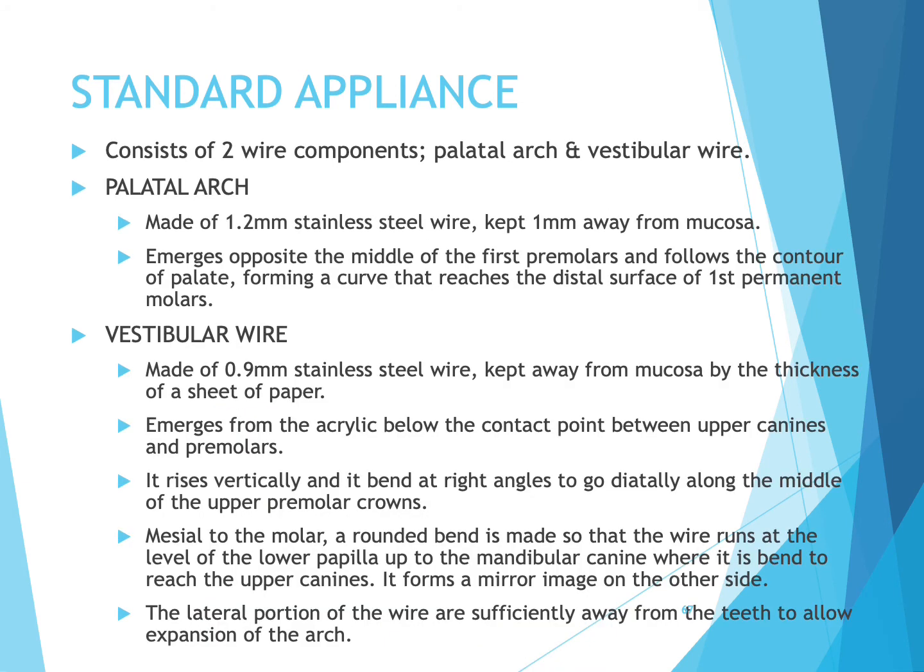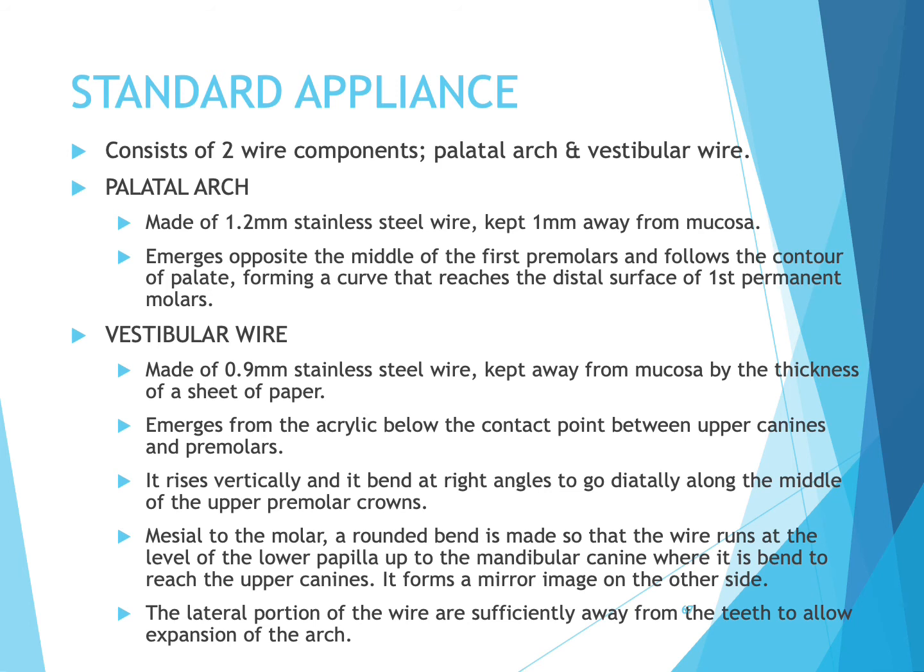The standard appliance consists of 2 wire components, which are the palatal arch and the vestibular wire. The palatal arch is made of 1.2 mm diameter wire. It emerges opposite the middle of the first premolar and follows the contour of the palate, forming a curve that reaches the distal surface of the first permanent molar. The palatal arch is kept 1 mm away from the mucosa to prevent irritation.